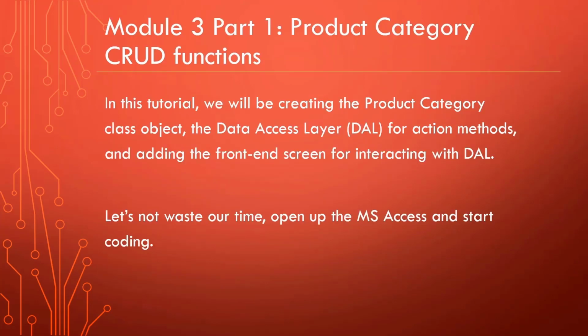In this tutorial, we will be creating the product category class object, the data access layer for action methods, and adding the front-end screen for interacting with the DAL. Let's not waste our time. Open up MS Access and start coding.